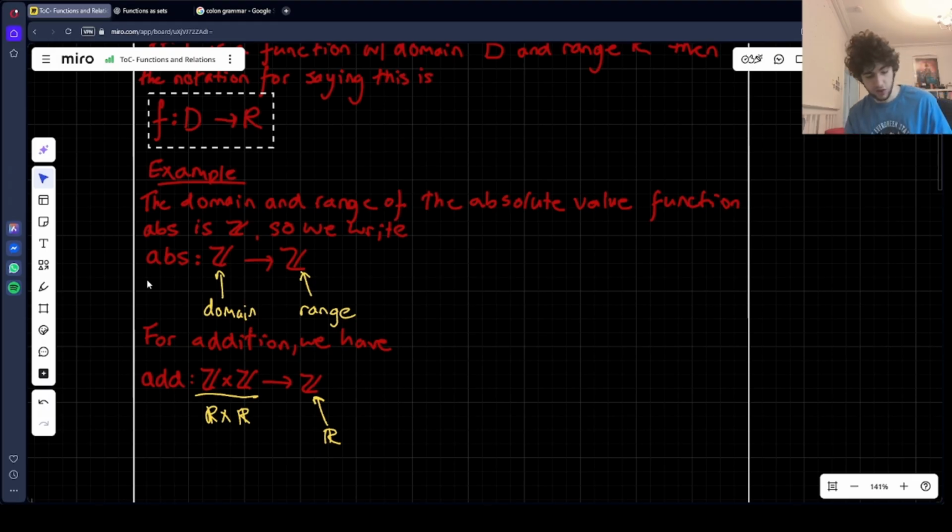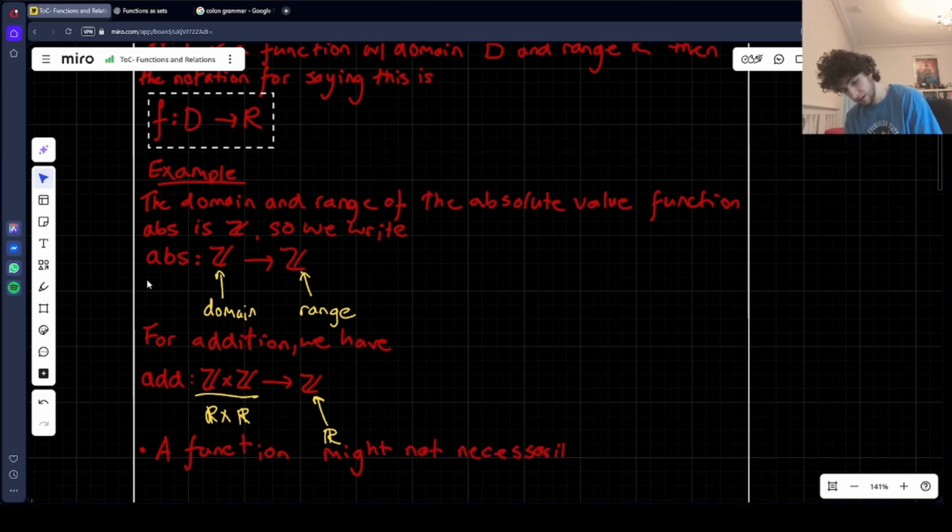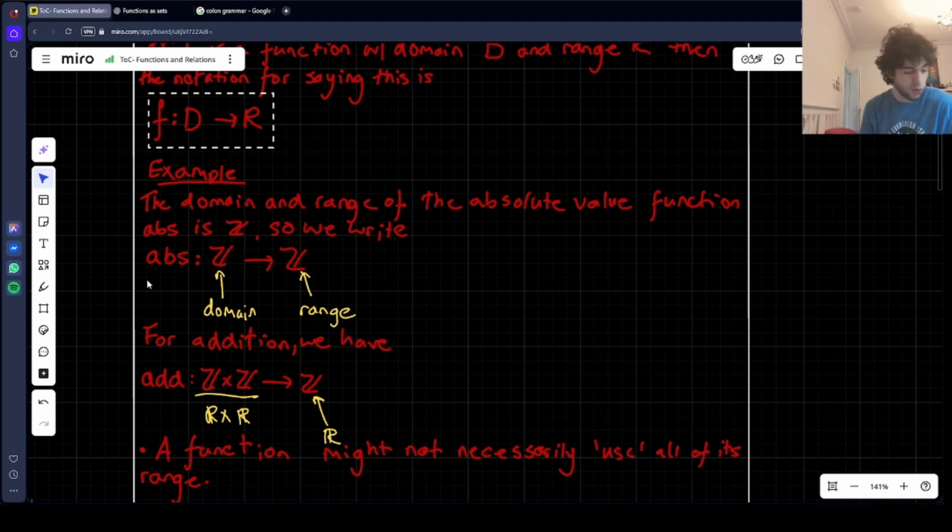And this is sort of what I was just saying, what I want to add now. So a function might not necessarily map to or use all of its range. So if the range is a set of integers, it might only map inputs to positive integers, even though my range is the set of all integers.